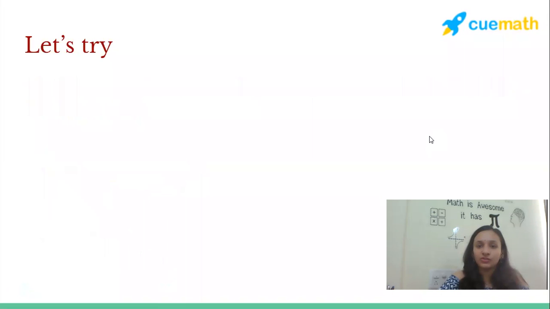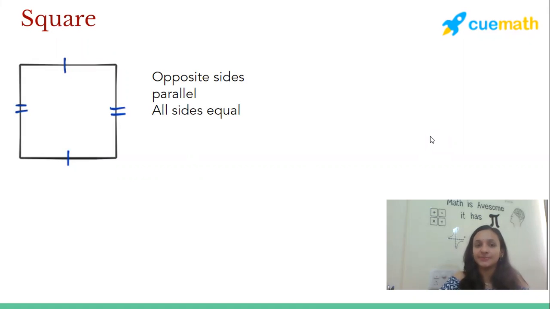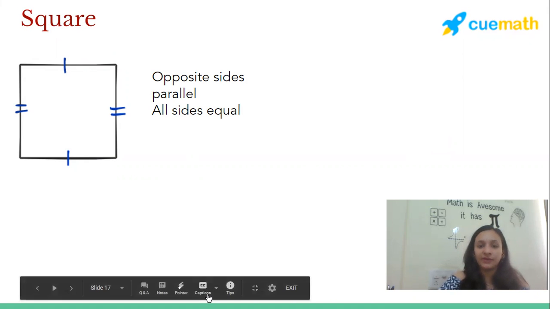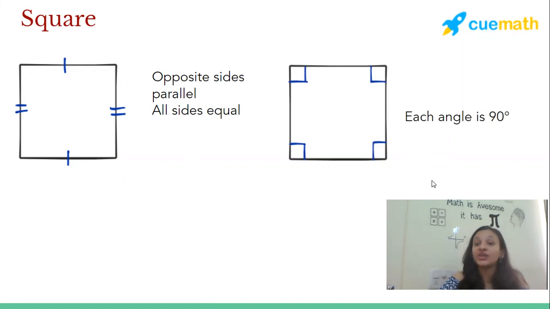Next, we will go on to the next type of a quadrilateral, which is a square. Opposite sides parallel, all sides equal, same as the rhombus. Opposite sides are parallel, and then all sides are equal. If one side is 4, all sides would be 4 in length. Each angle is 90 degrees. That's what we didn't have in a rhombus. That's how you differentiate between a square and a rhombus.